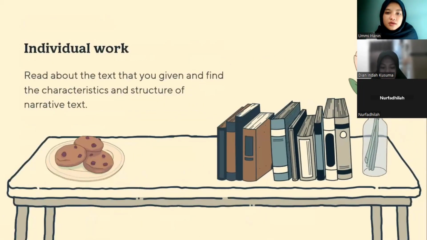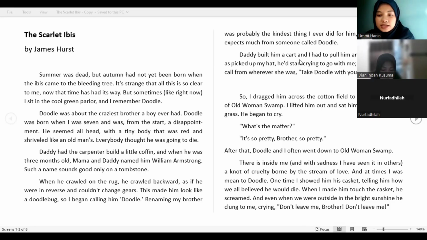Okay, now we move into the individual work. Just like the previous example that I gave to you, find the characteristics and structure of this text, and I give you 20 until 30 minutes to discuss, starting from now. Yes, ma'am.